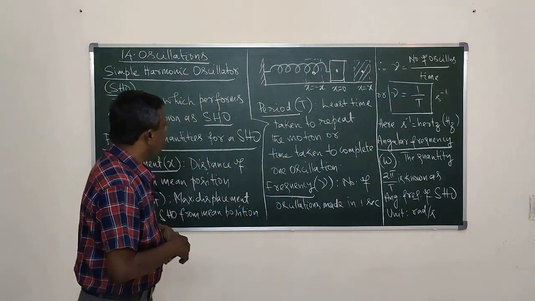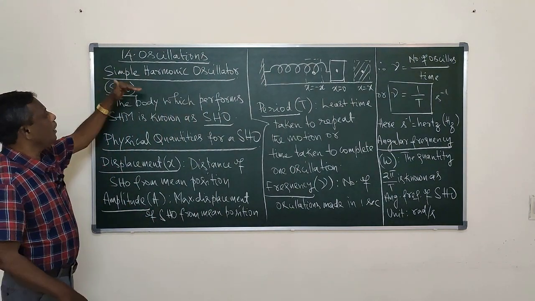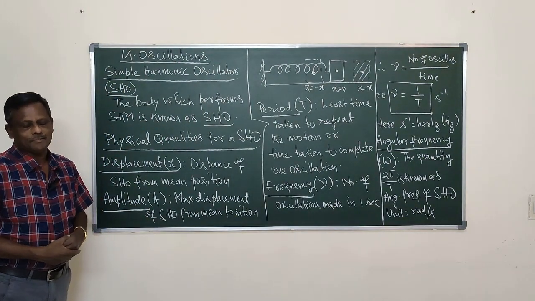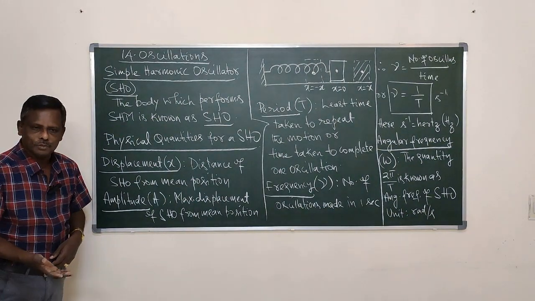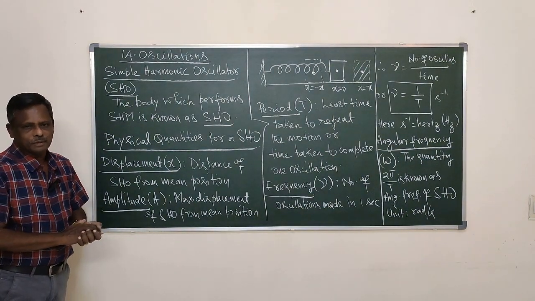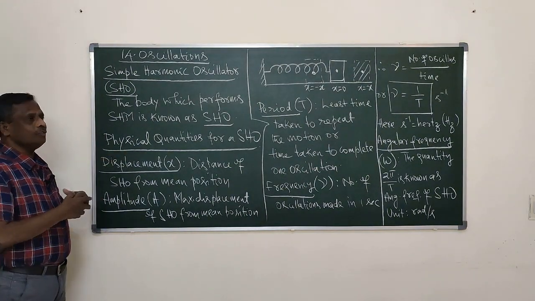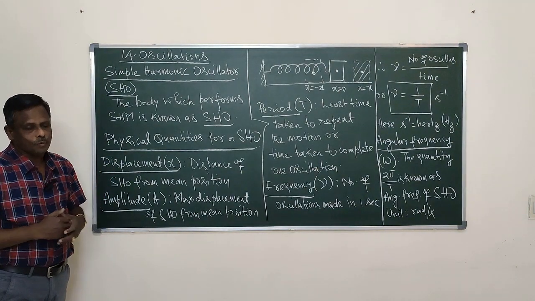And today we are going to see another quantity, the simple harmonic oscillator. In short, we can address it as SHO. What is it? The body which performs simple harmonic motion is known as a simple harmonic oscillator. Quite obvious. Okay, so for the simple harmonic oscillator, we define different physical quantities.